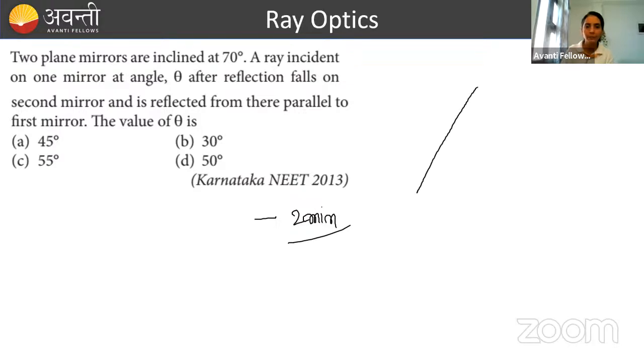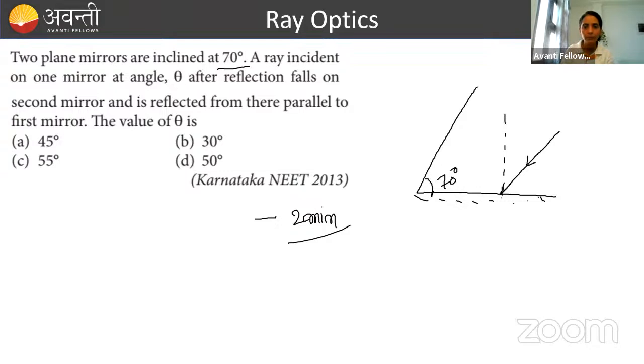There are two plane mirrors, right? So there are two plane mirrors like this. Okay? Let's understand it for basic. So there are two plane mirrors and they are inclined at 70 degrees. A ray is incident on one mirror at an angle theta. So there is a ray incident at one angle. Okay? Ray incident on one mirror at an angle theta. It is said, right? Theta.